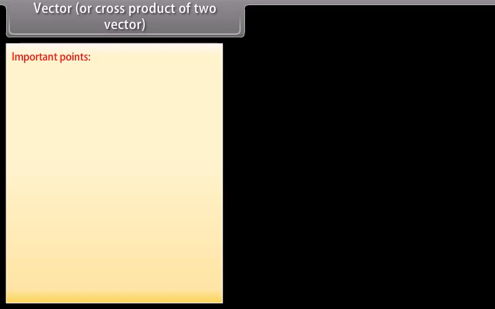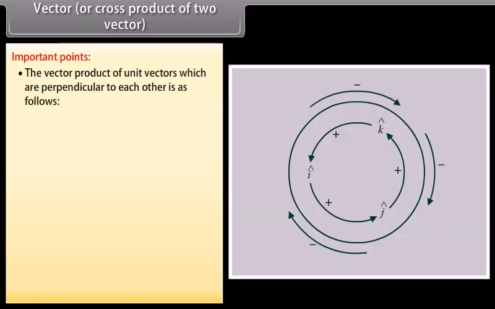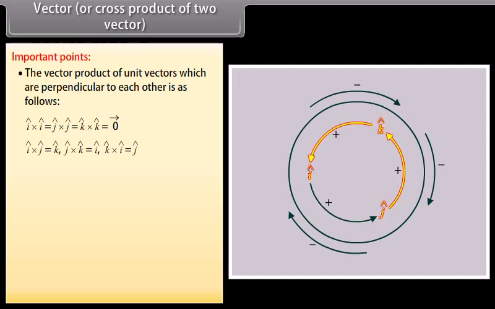Important points. The vector products of unit vectors which are perpendicular to each other are as follows. Cap I cross cap I equals cap j cross cap j equals cap k cross cap k equals vector 0. Cap I cross cap j equals cap k, cap j cross cap k equals cap I, cap k cross cap I equals cap j. Cap j cross cap I equals minus cap k, cap k cross cap j equals minus cap I, cap I cross cap k equals minus cap j.